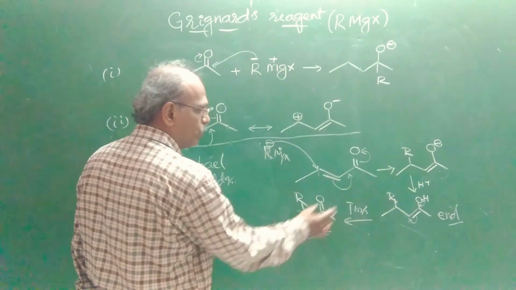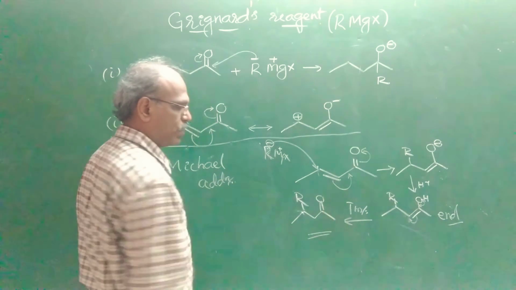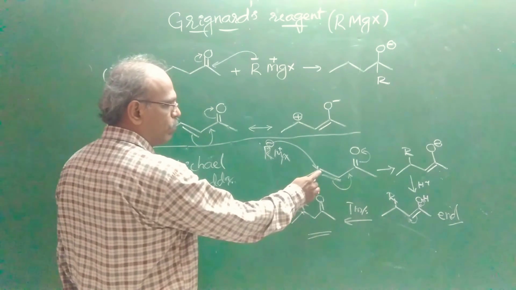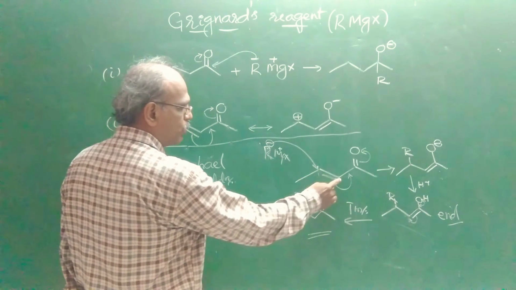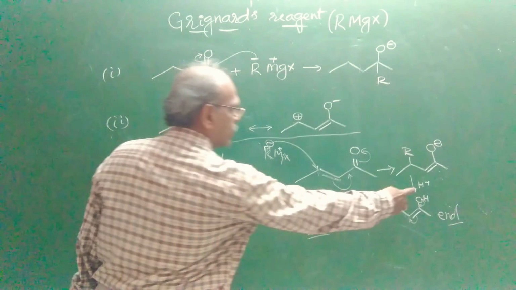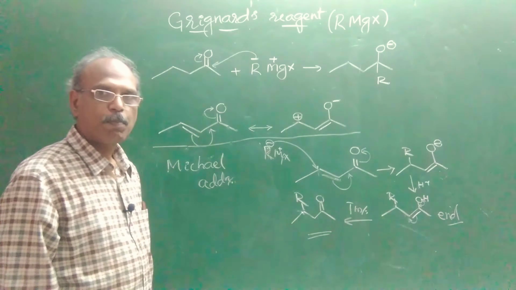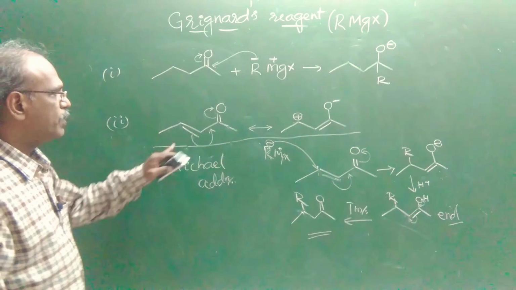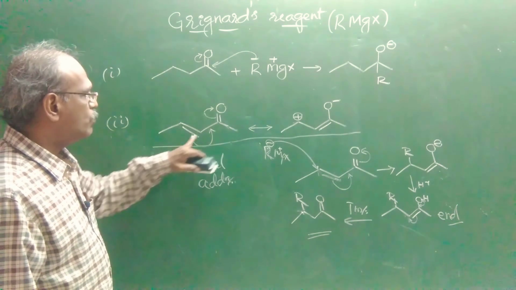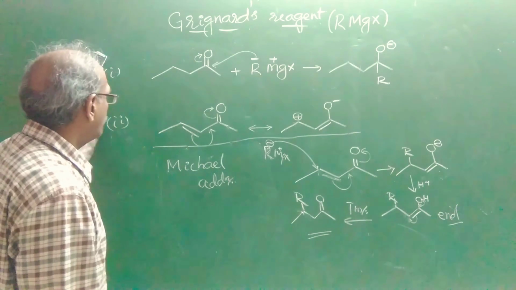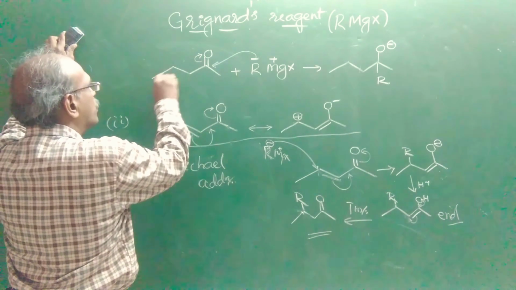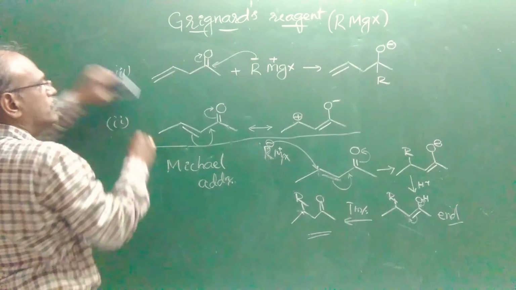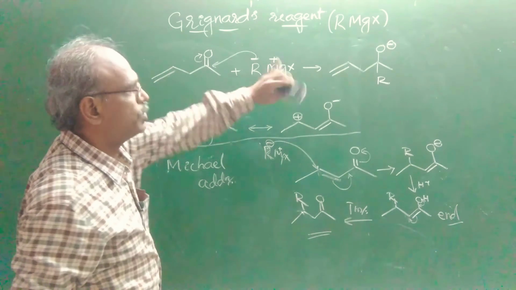Okay, now compare these two. C double bond O remains as such. The only difference is that here this double bond has disappeared. To one part R minus is added, to the other part H from this. Okay, this is about Michael addition. But it happens in the case of conjugated systems, right? If it is non-conjugated, then the reaction is like this. If there is no conjugation, then the reaction is common.